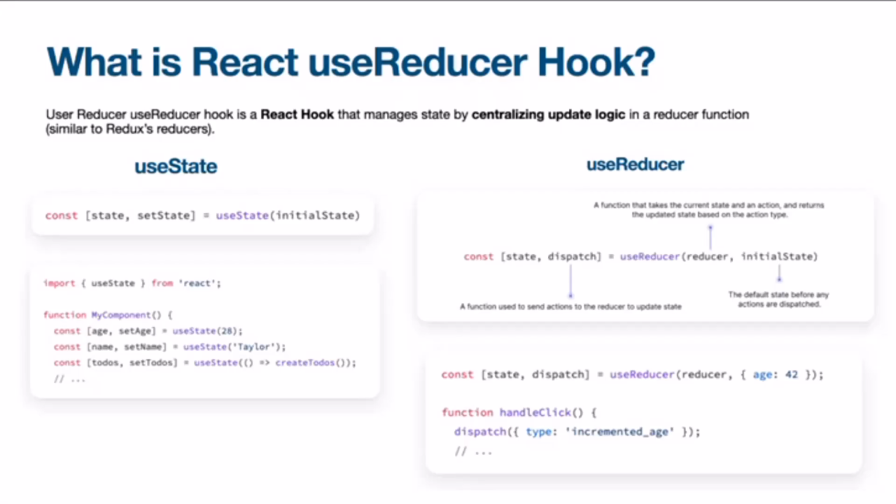The simplest way to think of the useReducer hook is to compare it with the useState hook. All of us are familiar with the useState hook. We use it for managing our state in React applications, and similarly, we can use the useReducer hook to manage state. So both of them are used to manage state in React applications, but they function a little bit differently.